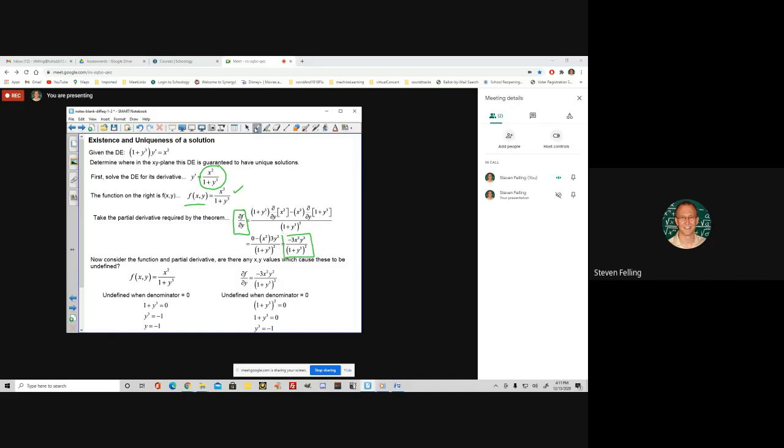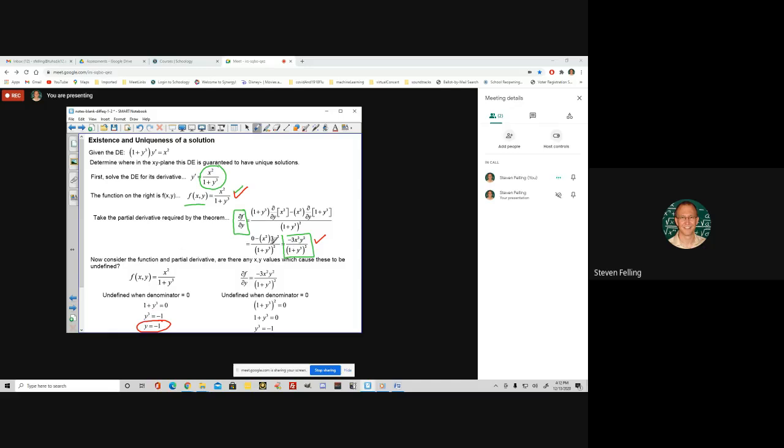And then what we do is we look at the function and that expression, and we try to determine if there's any x,y places in the domain where those functions are undefined, because those would be places where there is not guaranteed to have a unique solution. So if I look at the original function, x squared over 1 plus y cubed, there's only one spot where we have a problem, and that's where the denominator could go to 0. That would happen if y cubed was -1, and that only happens when y is -1. Okay, so that's one kind of iffy area where we're not guaranteed a unique solution.